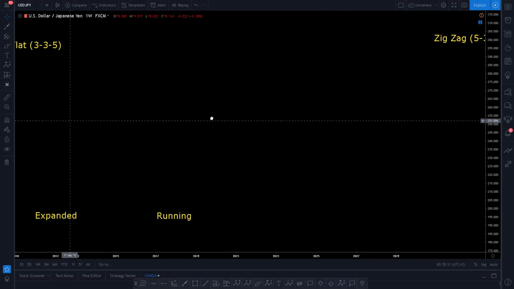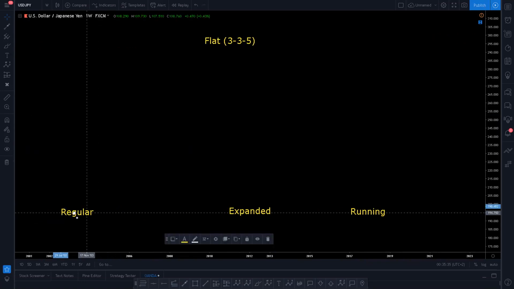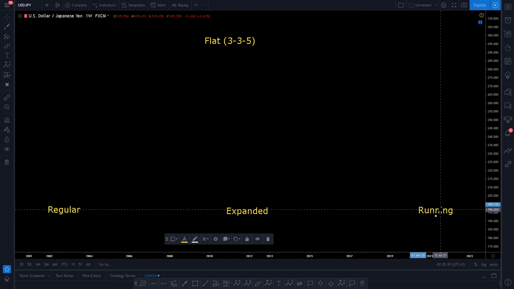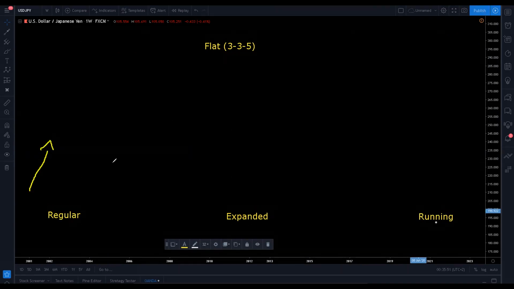On the flat correction, we have a variation of 3. We have a regular flat, an expanded flat, and a running flat. A flat correction is a 3-3-5 correction. So a regular flat in an uptrend is going to retrace like this.